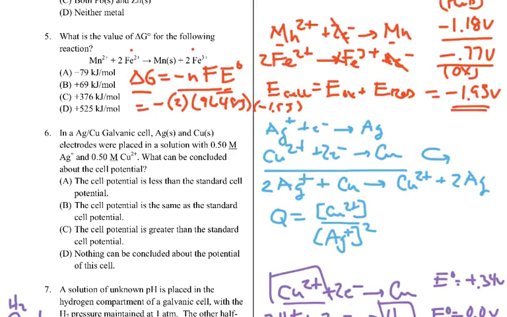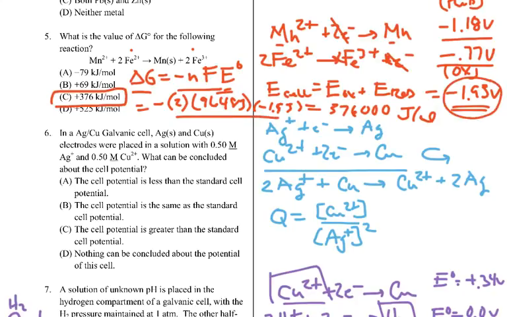So I have 2 times 96,485 times negative 1.95. I know you can't read that. And that's going to be 376,000, and that's coming out in joules per mole. And what we have is kilojoules, and so I need C, which is 376 kilojoules. So I have to figure out my voltage, plug it into this equation, and then calculate. It's a little messy, sorry.